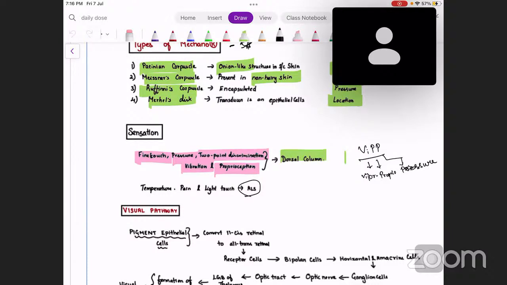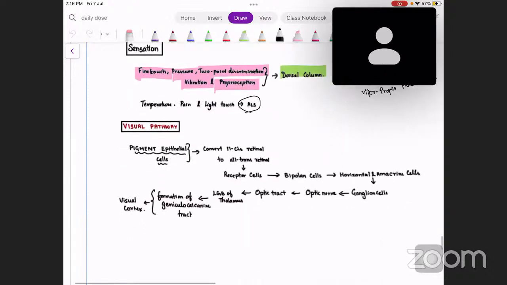But when you touch her, she feels the sensation, and she also feels the vibration and proprioception. So these types of things may be presented to you in a syringomyelia case. You need to know what type of sensation is carried by what type of fibers. Apart from that, you have the visual pathway.